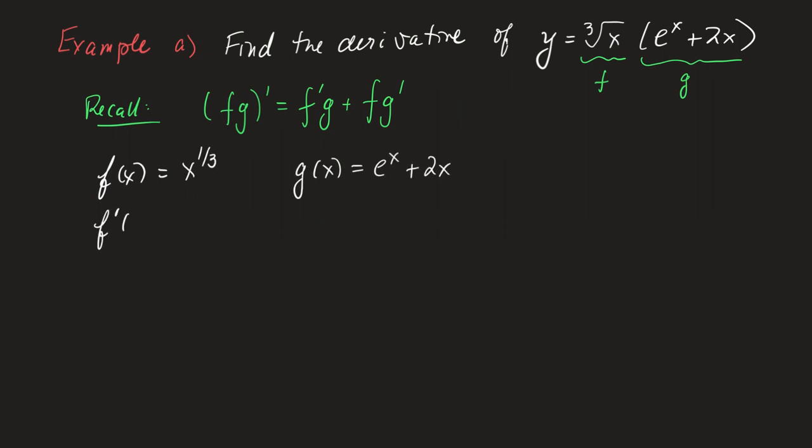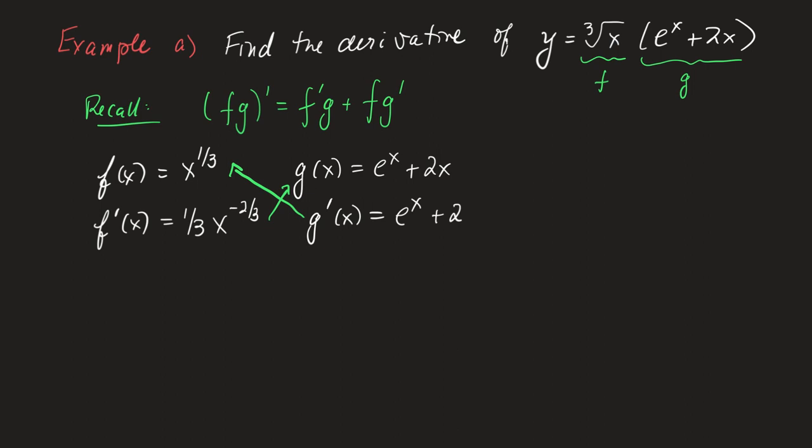So the derivative of f is 1/3 x to the 1/3 minus 1, which is 1/3 minus 3/3, which is minus 2/3. g prime of x is, well, the derivative of e to the x is e to the x, and the derivative of 2x is 2. Now for the product rule, we want to do f prime g plus g prime f.